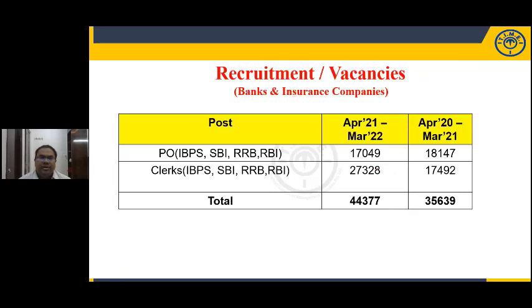So these are the recruitments in POs and clerks in the last 2 years, 21-22: 44,377. In 2021, because of the COVID period, we had fewer recruitments, about 35,000, and last year 44,000 is a huge number. Still I am saying it's a huge number. We have a habit of comparing with 1 lakh vacancies, 90,000 vacancies, 50,000 in only clerk. Now PO and clerk have been put together, and it is 45,000. Still I am saying it's a good number.